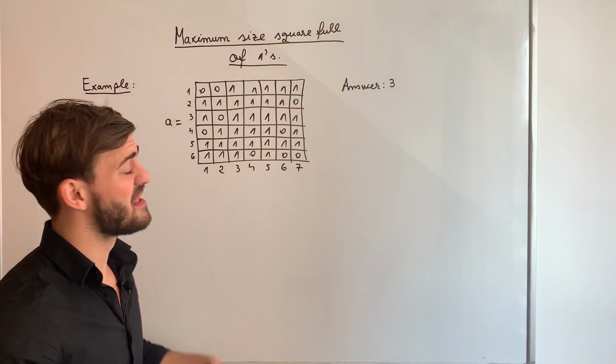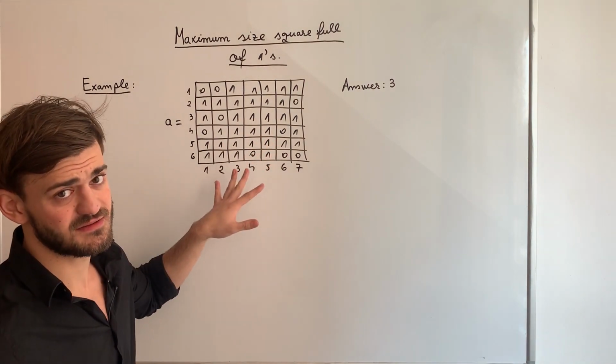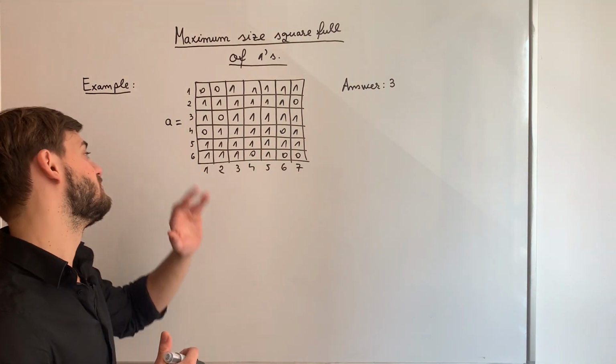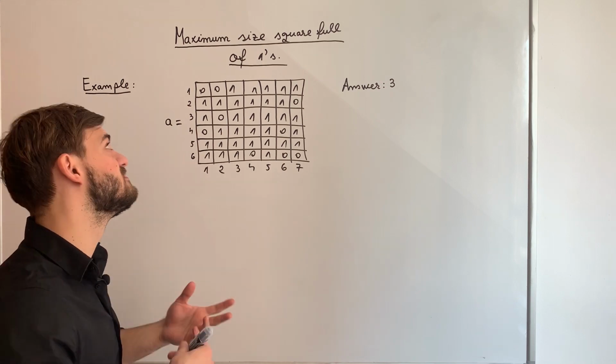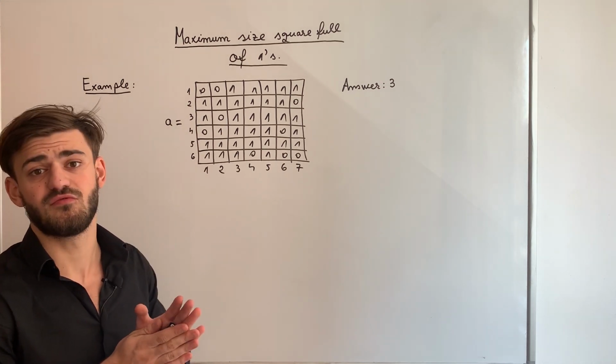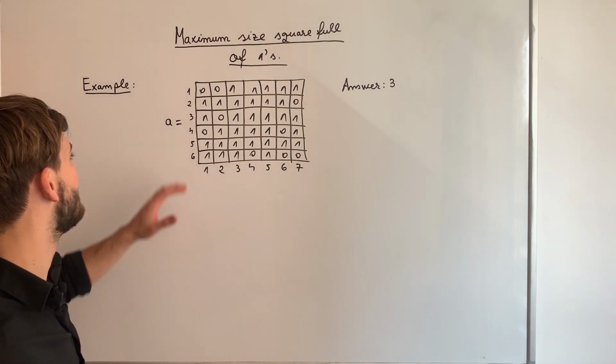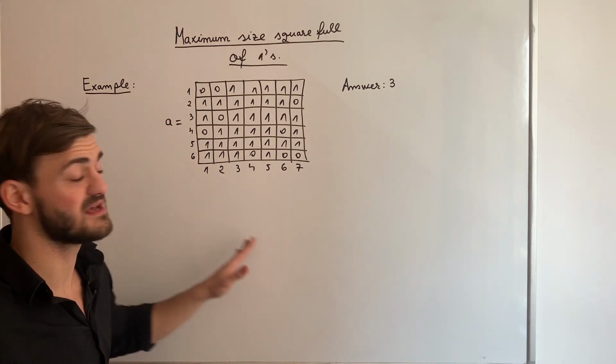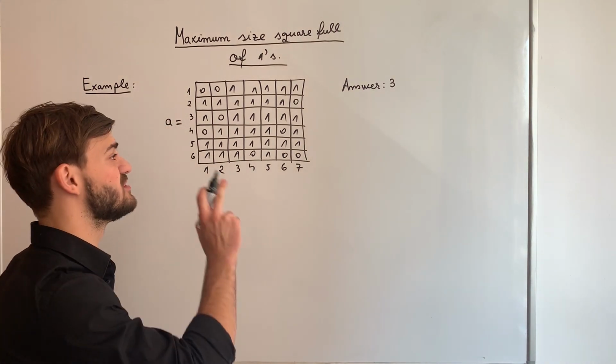As the name suggests, we are given a matrix which is binary, so full of 0s and 1s, and we should find the maximum size square full of ones. In this example we have a matrix with 6 rows and 7 columns, and the answer is 3.